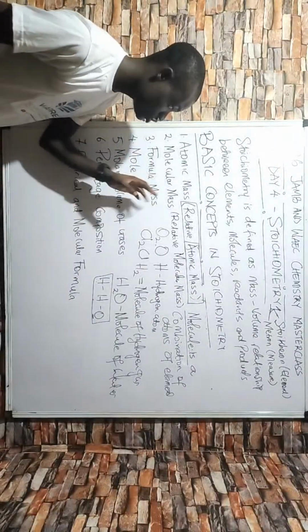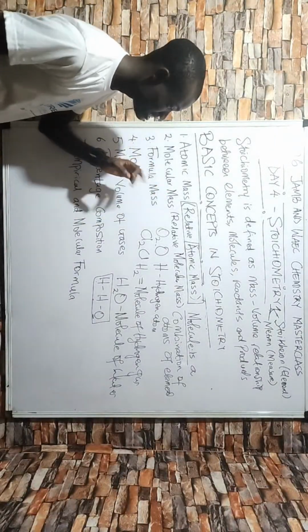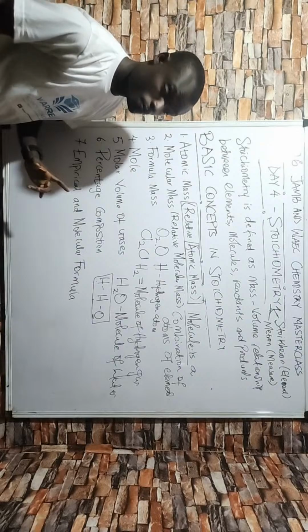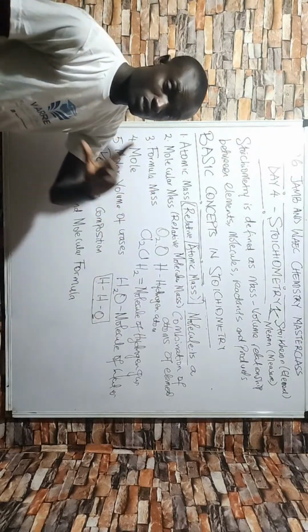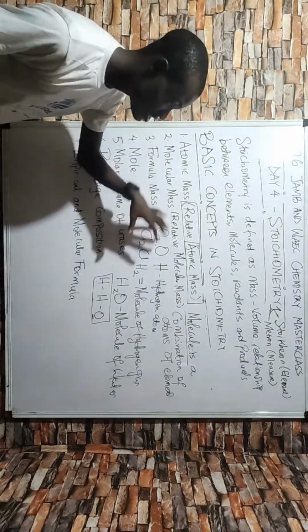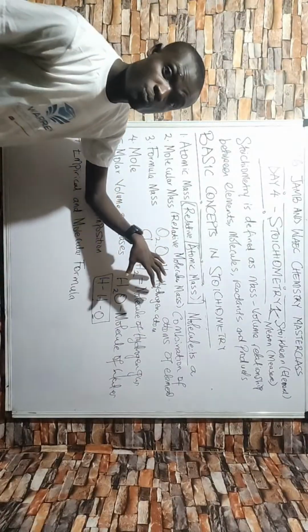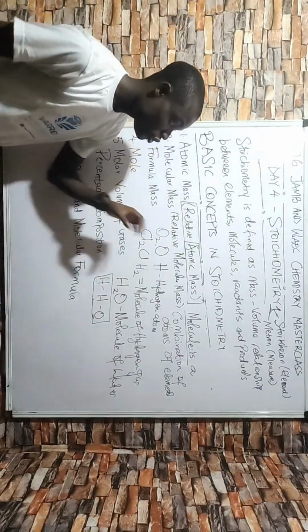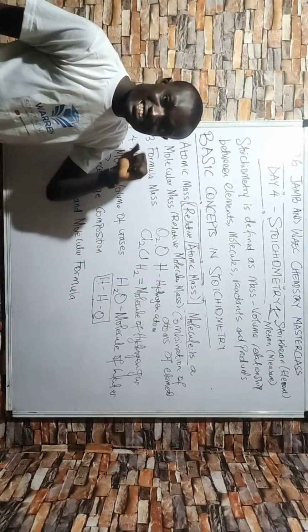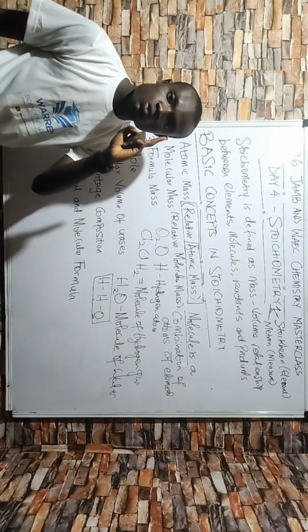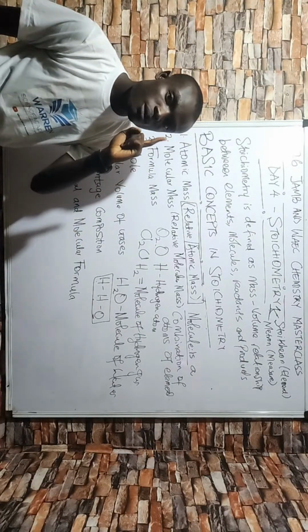Now going back to our definition, what about molecular mass? We are talking about the mass of a molecule. Already we defined molecule and you understand what it means. Next, relative molecular mass is simply the mass of a substance compared with the standard. And what is the standard? The standard is 1 mole of that substance.